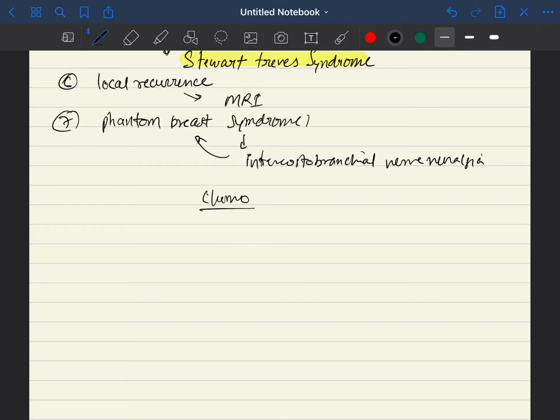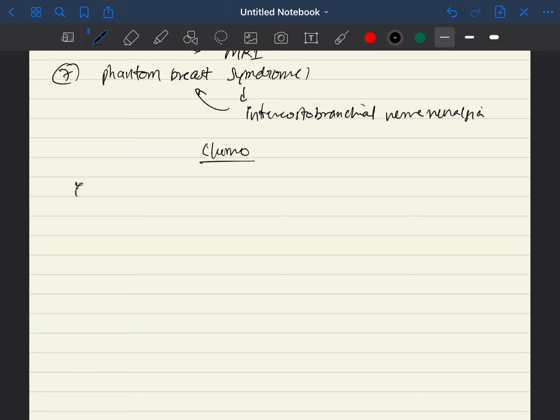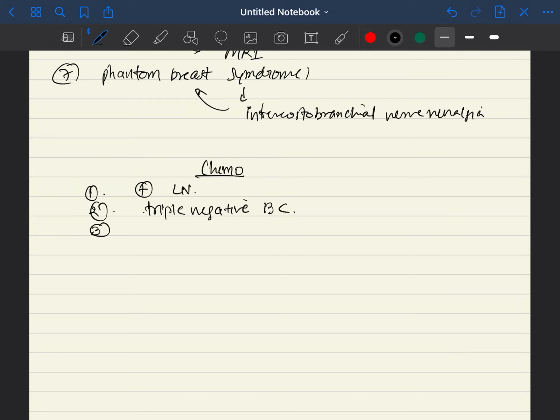For the chemo, what are the indications for the chemo? Sorry guys for the handwriting. What are the indications for the chemo? The first one, if there is positive lymph node. Second one, triple negative BC and HER2 positive tumor, right?